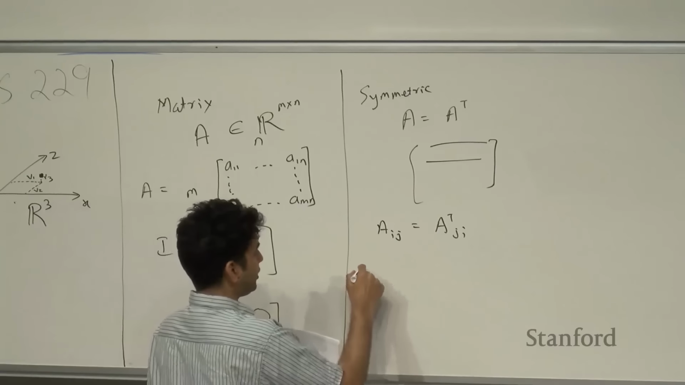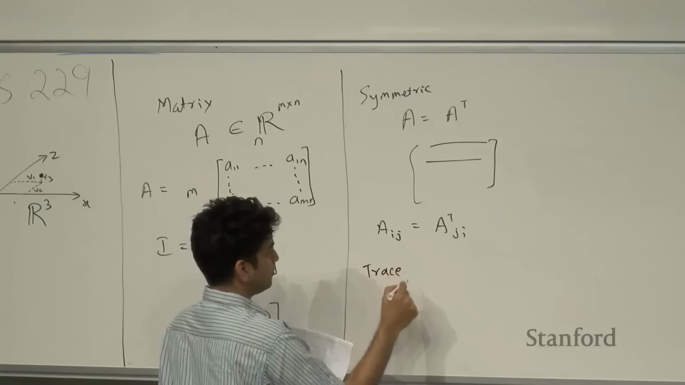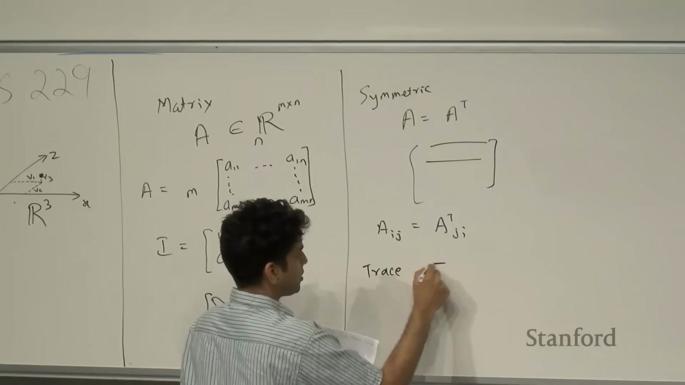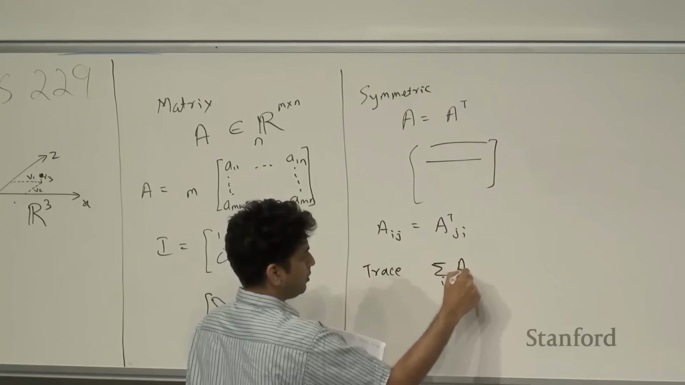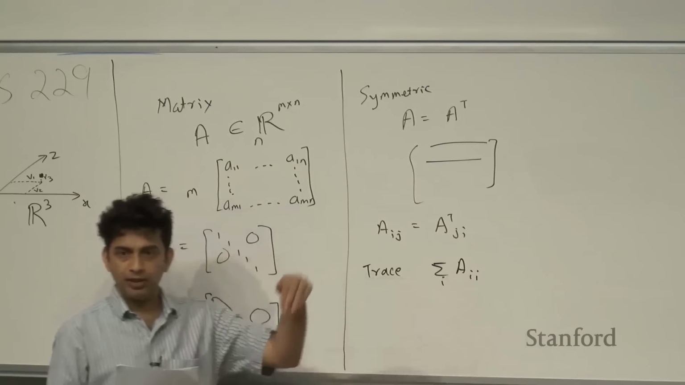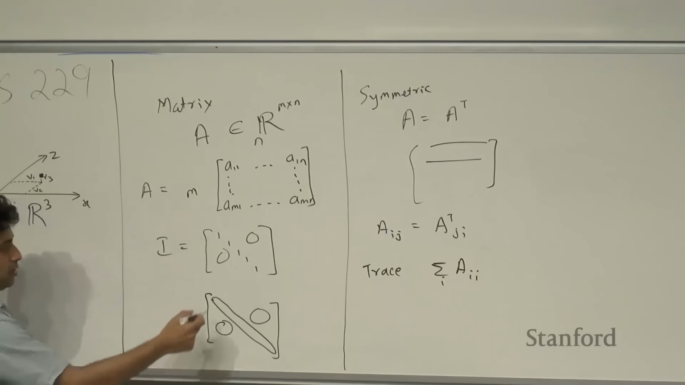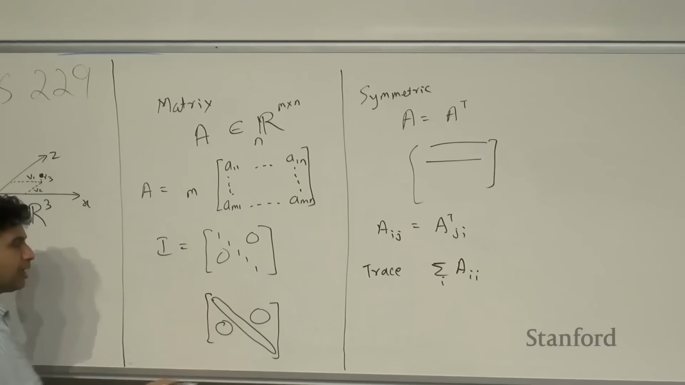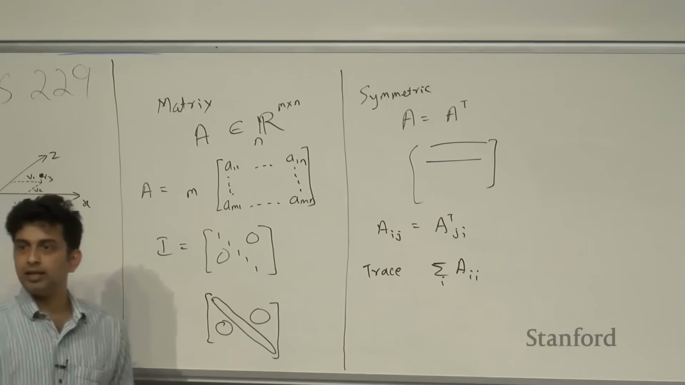The trace of a matrix is the sum of the diagonal of that matrix. So take a square matrix and sum up the diagonals, and that's the trace.